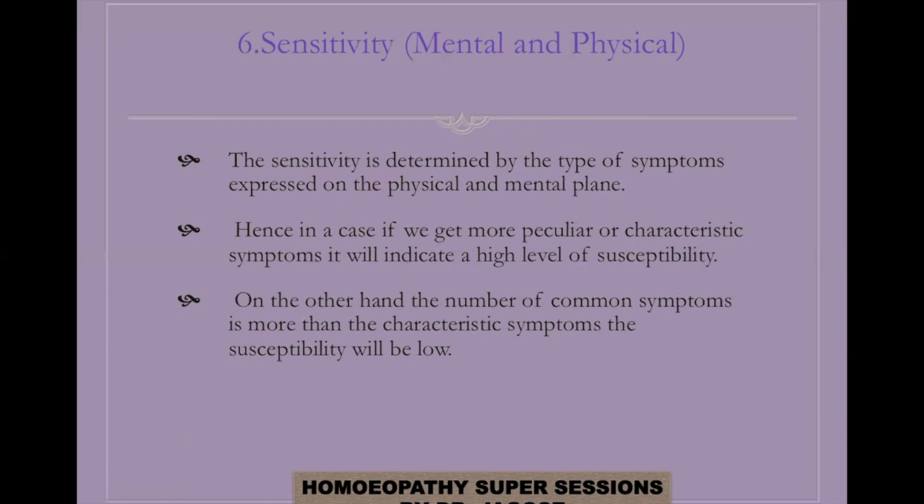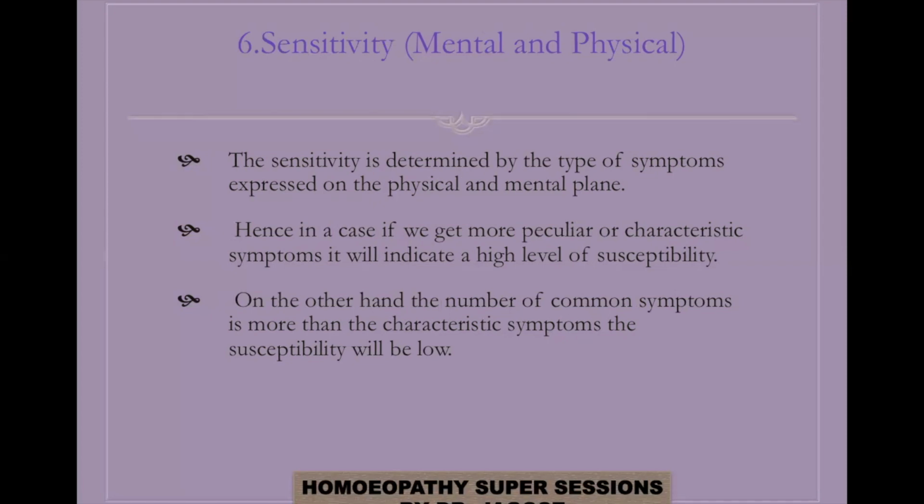Then the sensitivity of the patient. Here, the sensitivity is determined by the type of symptoms expressed on the physical and the mental plane. So how sensitive the patient is can be seen by the symptoms on the mental level as well as on the physical level. Hence, in a case, if we get more peculiar or character symptoms, it will indicate a high level of susceptibility. So naturally, if the sensitivity is high, either on the mental or physical plane or both, then the person will exhibit peculiar or characteristic symptoms. That shows that susceptibility is high. Whereas, on the other hand, if the number of common symptoms is more than the character symptoms, the susceptibility will be low.